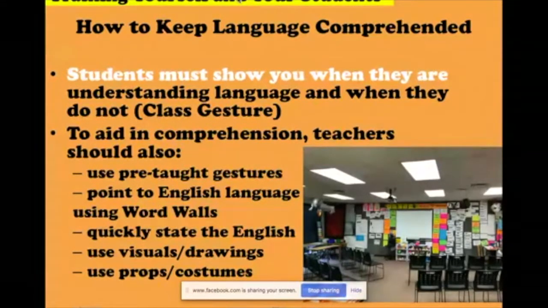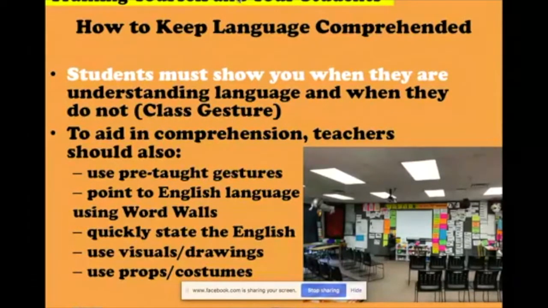Students must show you when they are understanding language and when they do not understand language. So I have a class gesture that my students all use when they don't understand something. Your students are not going to want to do this. This is not comfortable for them, but it takes training. And I constantly am telling them, look, I need you to let me know that you're not understanding, because if I just think you're understanding, I'm going to continue with my target language. So it takes training and working with your students.